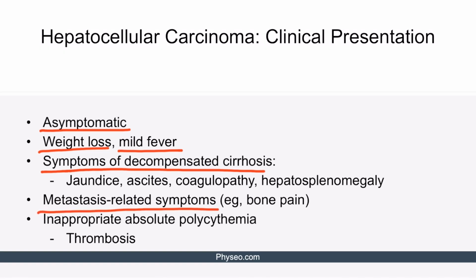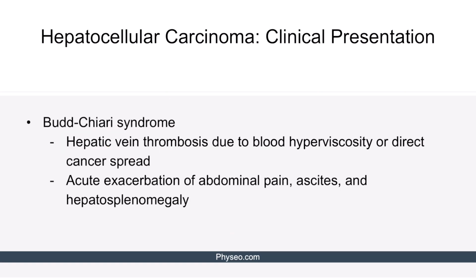Hepatocellular carcinoma may be accompanied by an inappropriate absolute polycythemia due to paraneoplastic erythropoietin production. Polycythemia, in turn, can increase the risk of thrombotic events. Hepatocellular carcinoma can also cause Budd-Chiari syndrome. Budd-Chiari syndrome is hepatic vein thrombosis. In the case of hepatocellular carcinoma, Budd-Chiari syndrome arises due to blood hyperviscosity from polycythemia, or direct spread of cancer into the hepatic vein. Budd-Chiari syndrome is characterized by an acute exacerbation of abdominal pain, ascites, and hepatosplenomegaly.